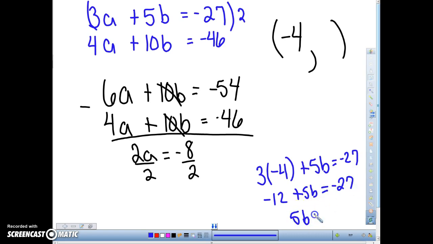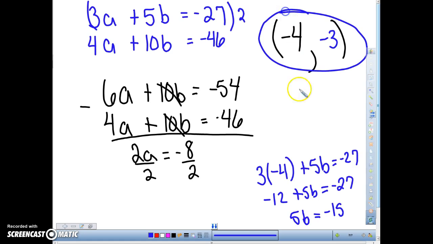Add your 12 to both sides, so you have 5b equals negative 15. Divide by 5, and b is negative 3. One solution, 2 lines cross, negative 4, negative 3.